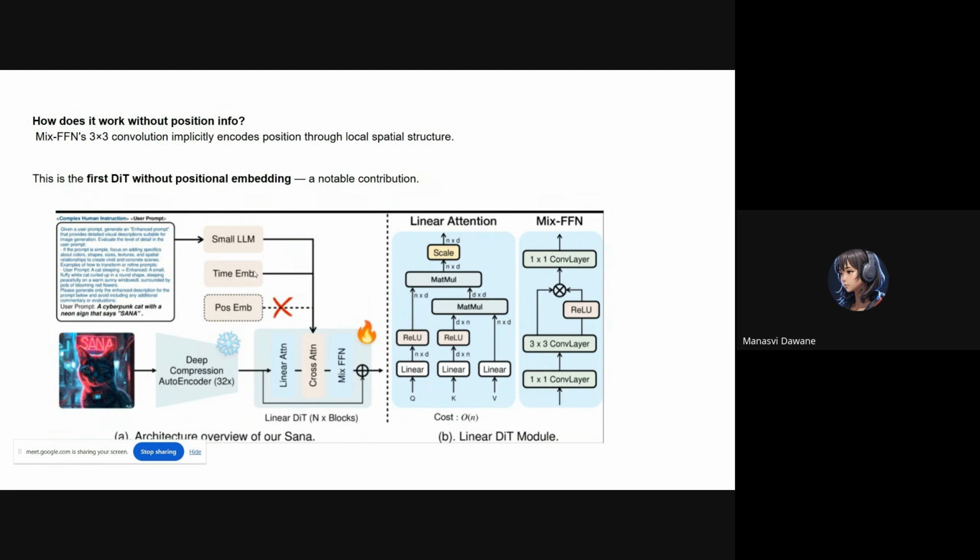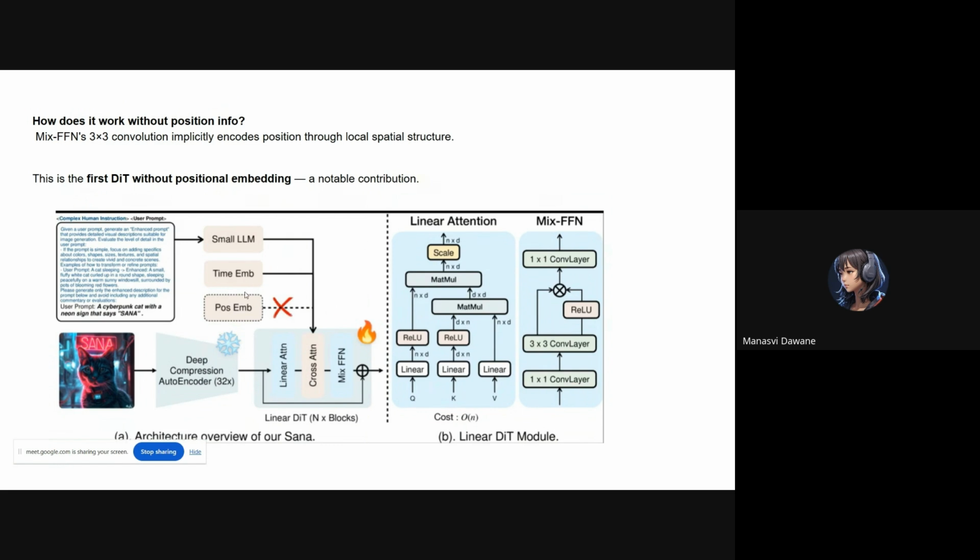Now the model needs to know which step it's on. That's the reason time embedding is taken. But we don't need position embedding. Why is positional embedding removed? Because a standard transformer needs position embedding to know the token's order and location. But here the position embedding is removed. So how are we going to know the position and location? That's where Mix-FFN comes into play.